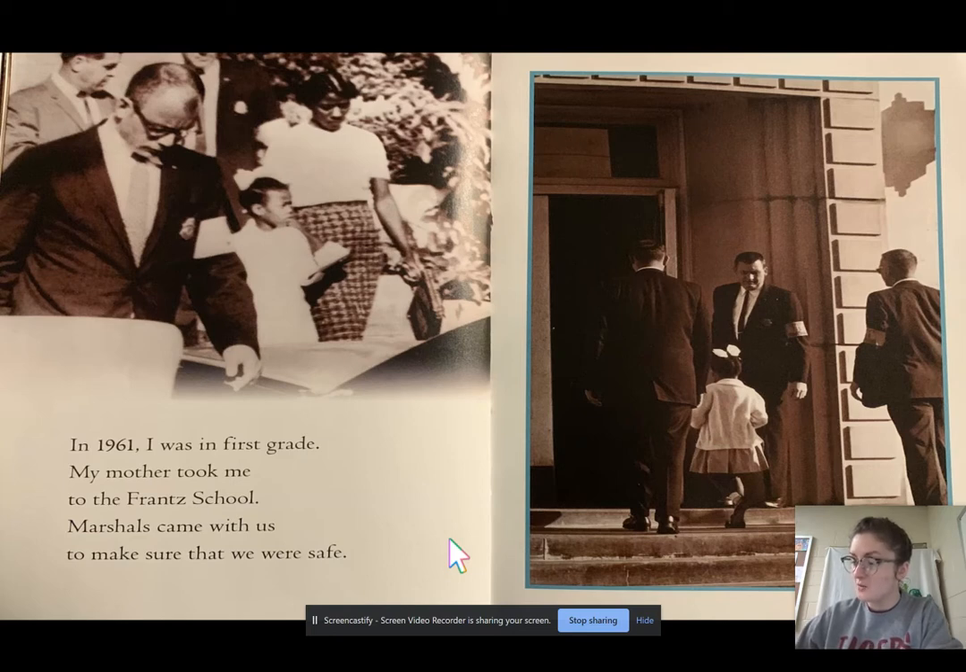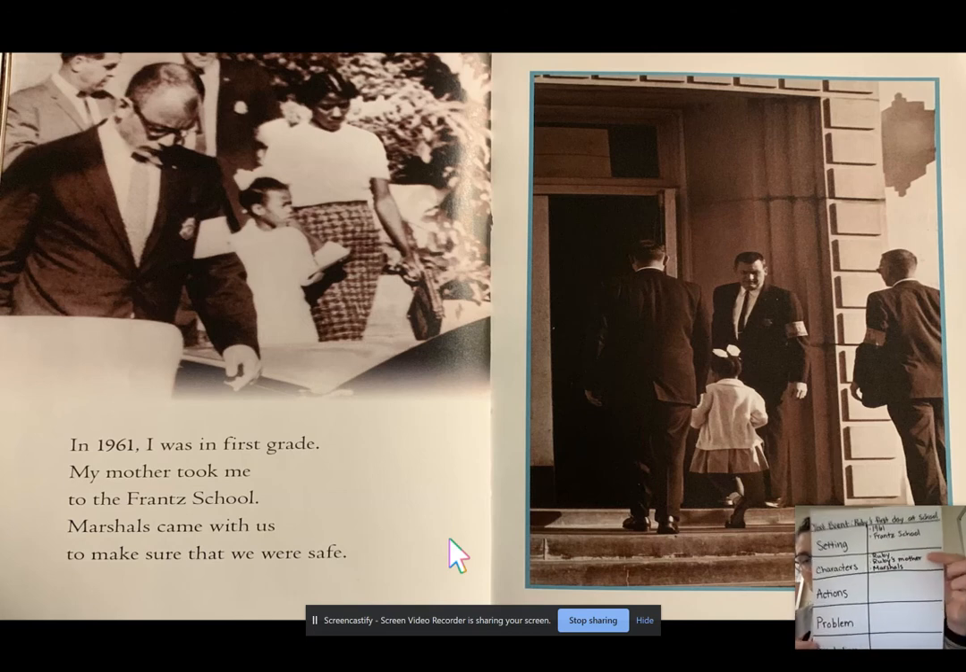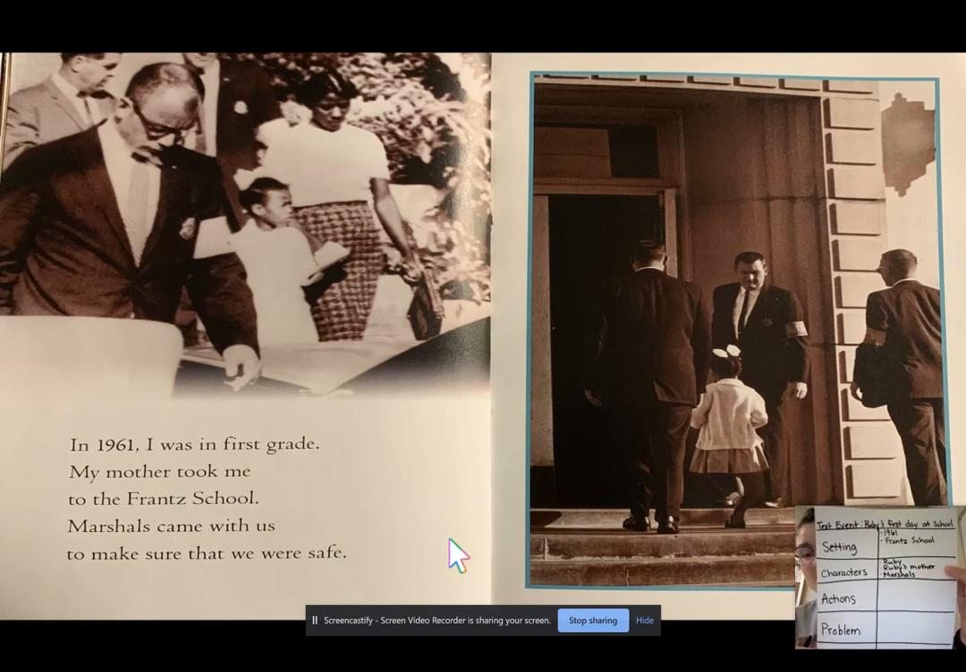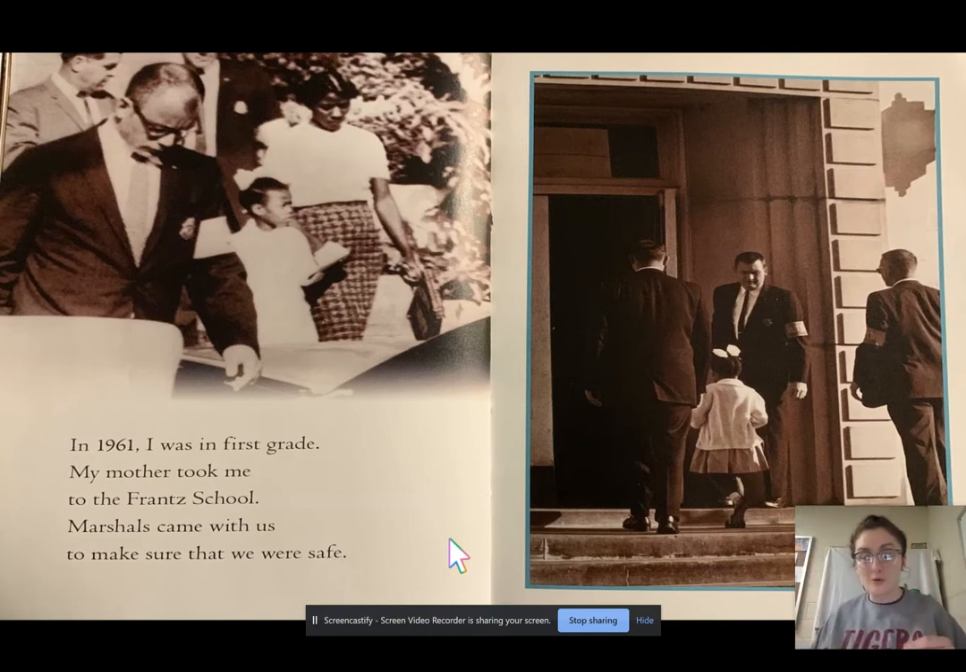All right. So we know that in this part of the text, so far we have been introduced to Ruby, Ruby's mother, and the Marshalls. We are going to have another group of people that we are going to see here in a second.